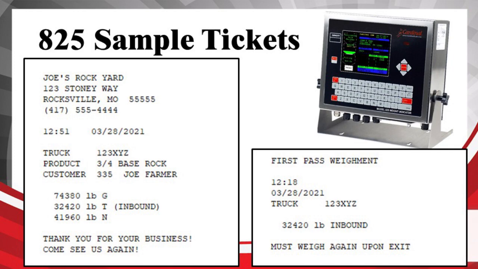Come see us again." And also I want to point out on the first pass ticket, which is there on the right, it has a different header and footer than the second pass ticket does. So those are set up independently in the 825. If we were to do something like this with the 210 or the 225, we would have to use a custom ticket generated with the InControl software.